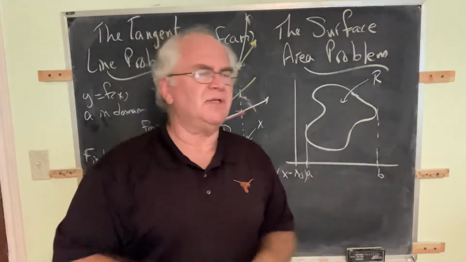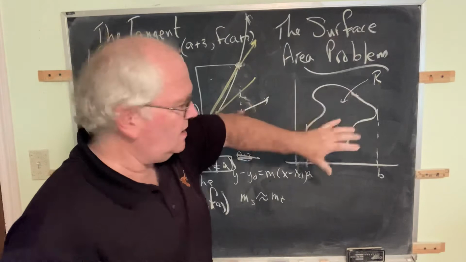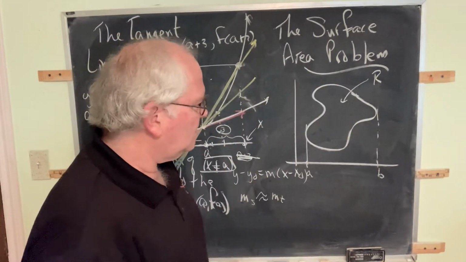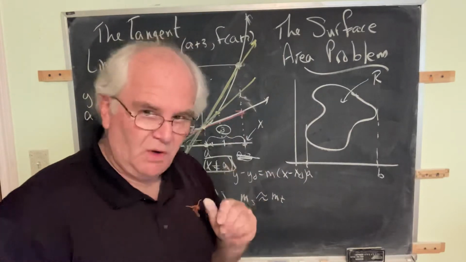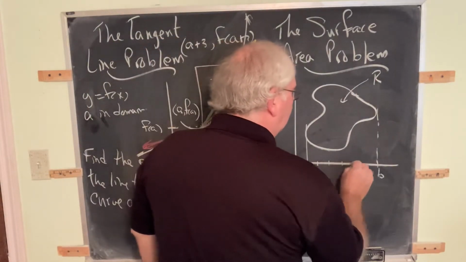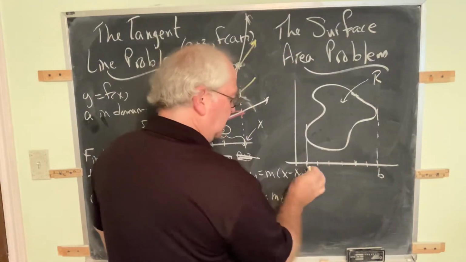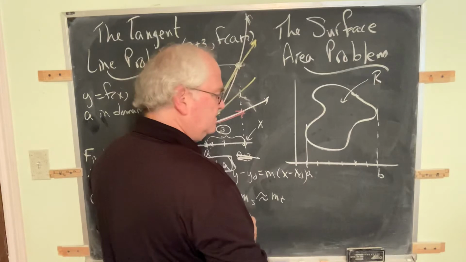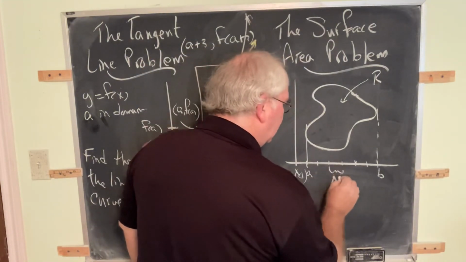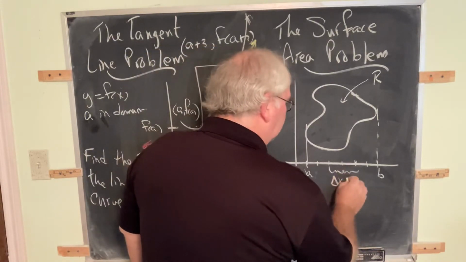You're a surveyor, and you need to find the surface area of this pond. So you need to have some sort of way to compute that surface area. So here's what we're going to do. Chop this up into a collection of equal, notwithstanding my bad picture, let's suppose these are equally spaced. Let's call this distance delta x. So each one of these is delta x.